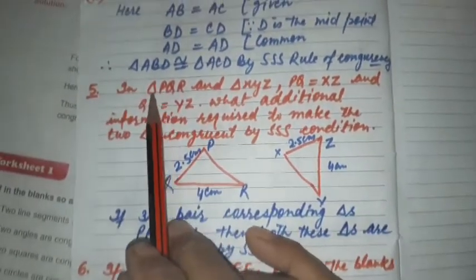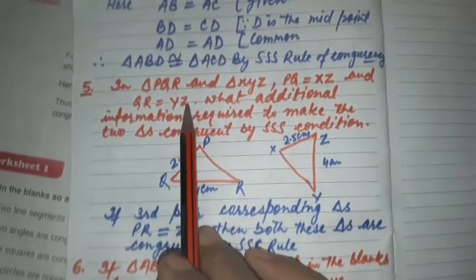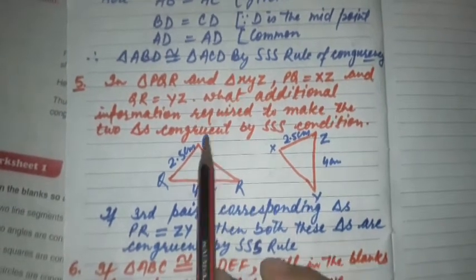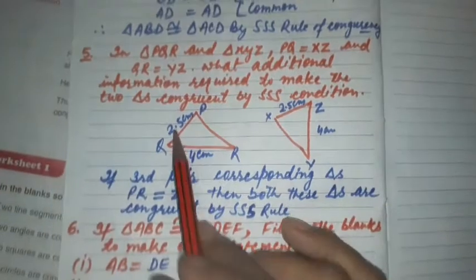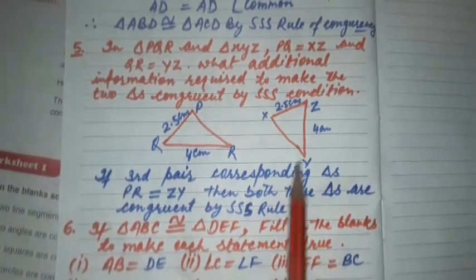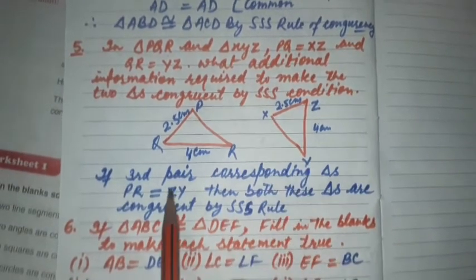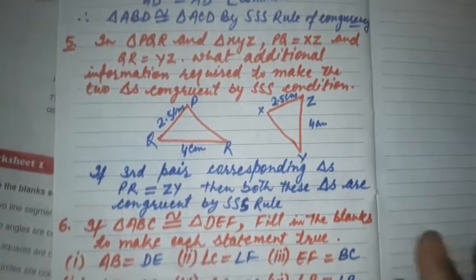The next one is triangle PQR and XYZ. These two line segments are given equal, but additional information is required to make these two triangles congruent by SSS rule. These two line segments are already equal. If the third pair is also equal, then these two triangles are congruent. If PR is equal to XZ, then these two triangles are congruent by SSS rule.